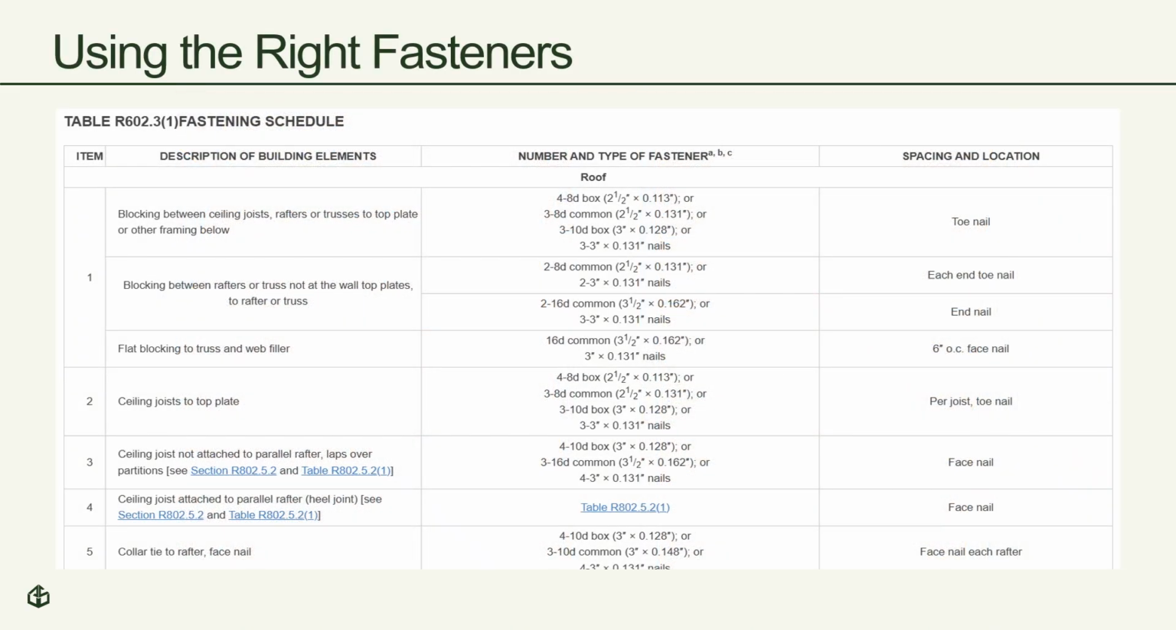Using the correct type of fastener is also very critical. Table R602.3(1) of the IRC provides a prescriptive fastening schedule and lists out the fasteners therefor. When applying this table or any other provision in the IRC where fasteners are listed, it's important to rely on the length and diameter specified for the fastener.